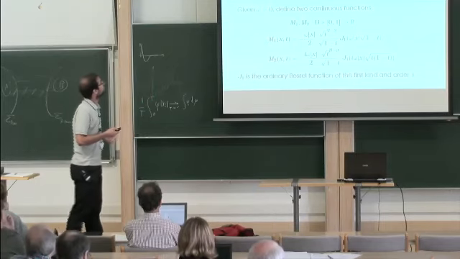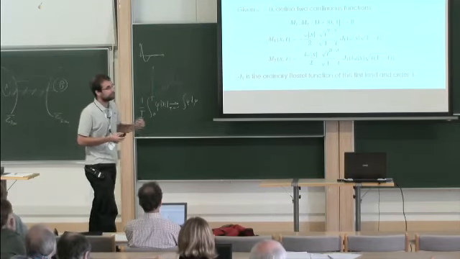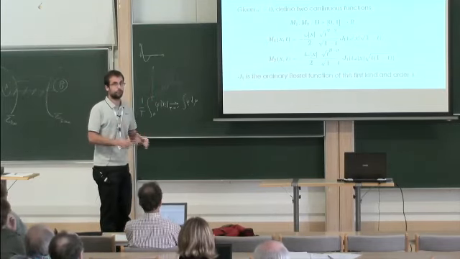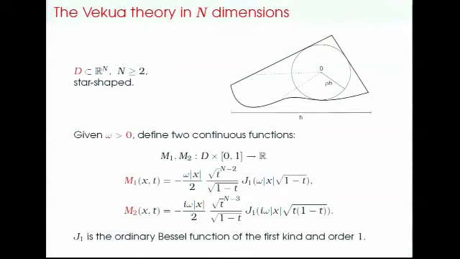So, Vekua theory. We have a domain D that represents one element of our mesh, star-shaped with respect to the origin, and we define two functions, M1 and M2, on the domain times a parameter space (0, 1). These functions are just simple functions defined using the Bessel function J1.